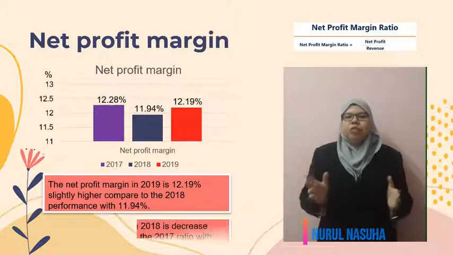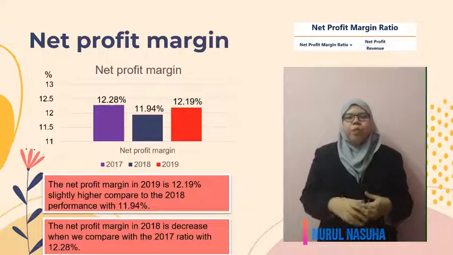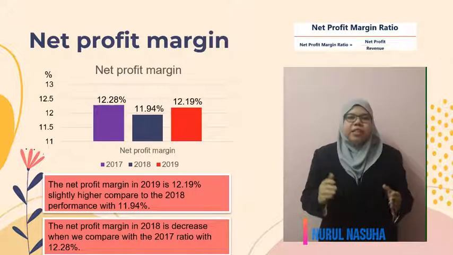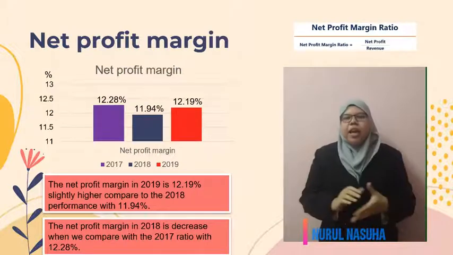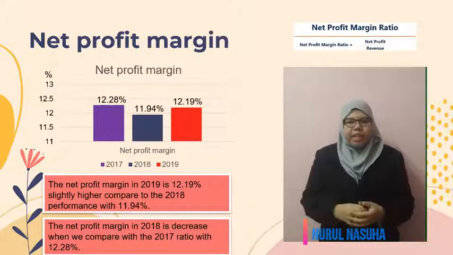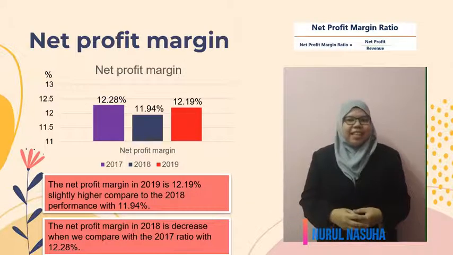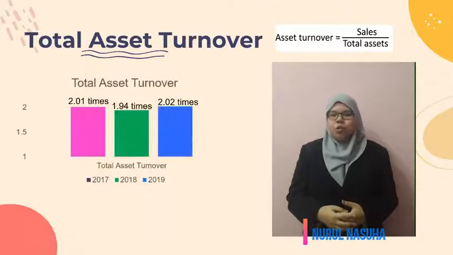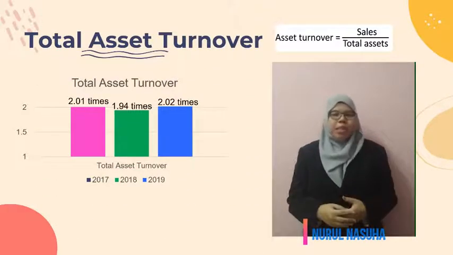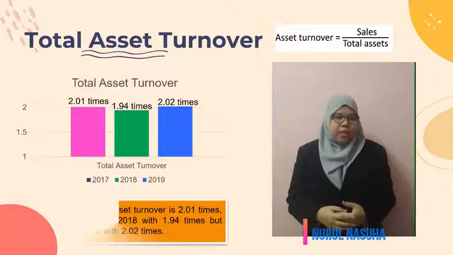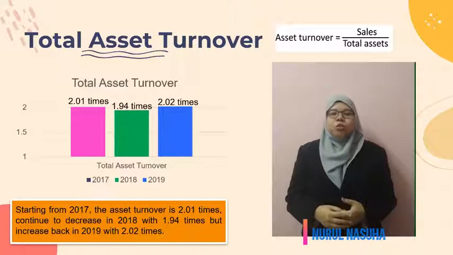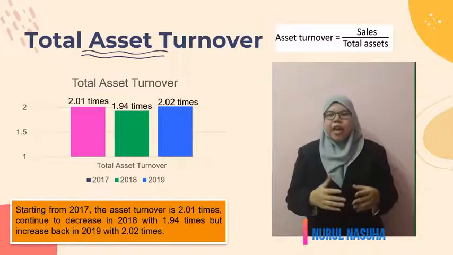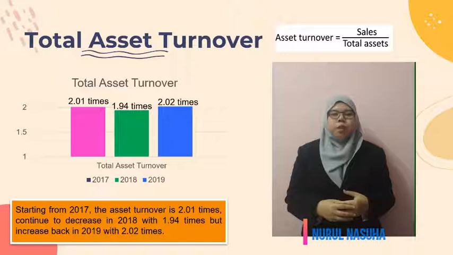The net profit margin in 2018 slightly decreased when we compare with the 2017 ratio of 12.28% because of the increase in the group income tax expenses and the rest of the expenses from the operating and finance activity in 2018. Next, in total asset turnover, there are fluctuating trends, but there were no major differences. Starting from 2017, the asset turnover is 2.02 times, then decreased in 2018 to 1.94 times, and increased back in 2019 to 2.02 times.